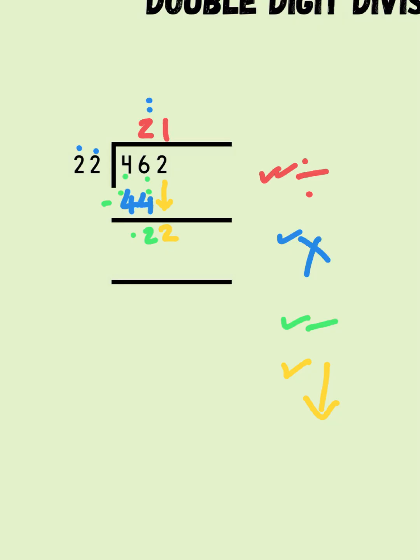Now we're doing our times step. 1 times 2 is 2. 1 times 2 is 2. Times step done. Now our minus step. 2 minus 2 is nothing, and 2 minus 2 is nothing. Easy as that.